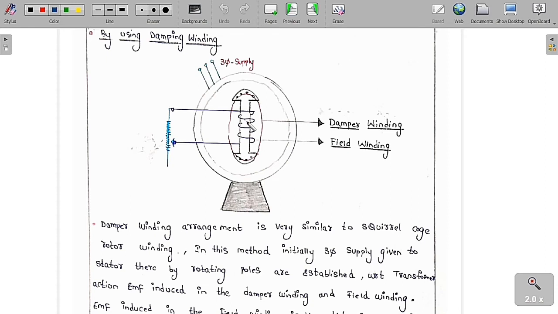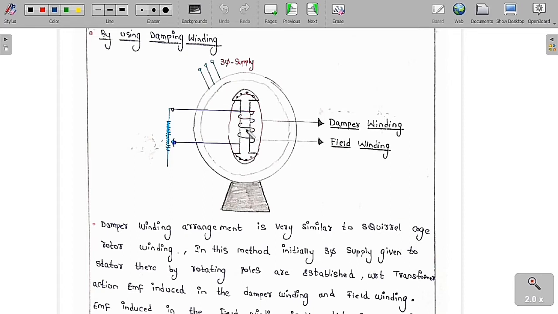And now what we are going to do here, as I already told you, is that the field winding is there, right? Here we are going to short circuit it with the help of an external resistance. We are going to keep a damper winding on the holes of this rotor in this circular manner, and this is called the field winding.